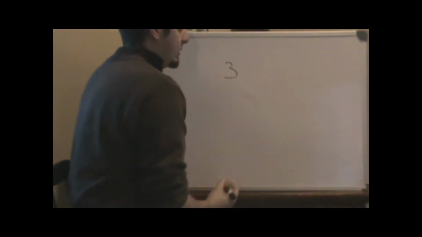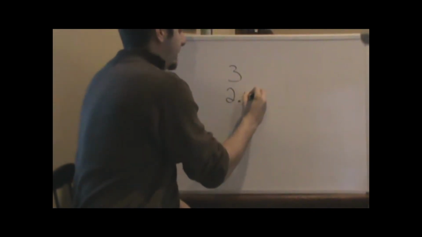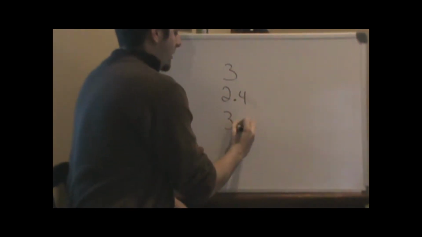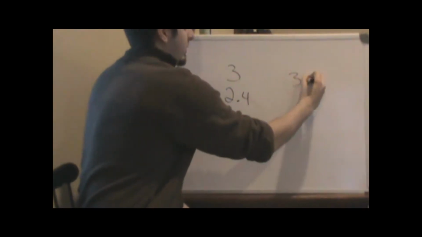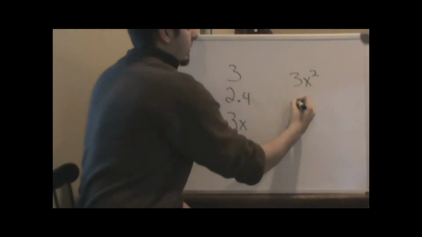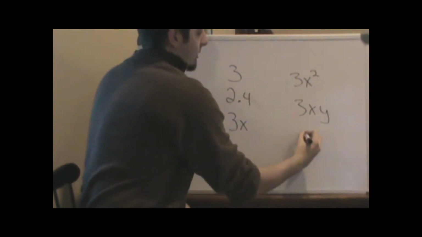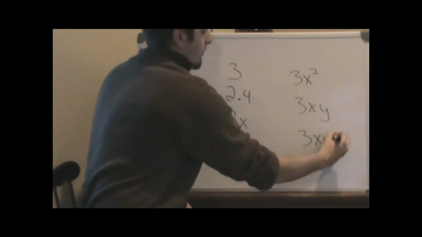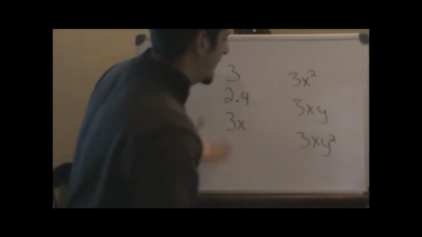To simplify an algebraic expression, you need to understand what like terms are first. Like terms are any terms, such as, for example, 3 is a term, 2.4 is a term, 3x is a term, 3x squared is a term, 3xy is a term, 3xy squared is a term. These are all examples of terms.